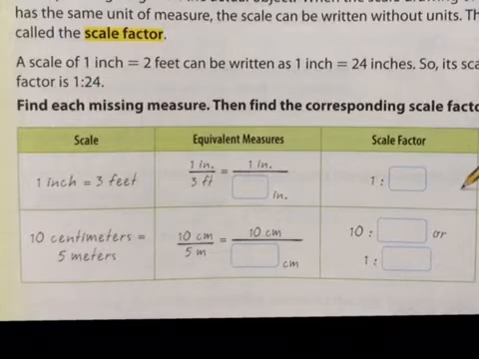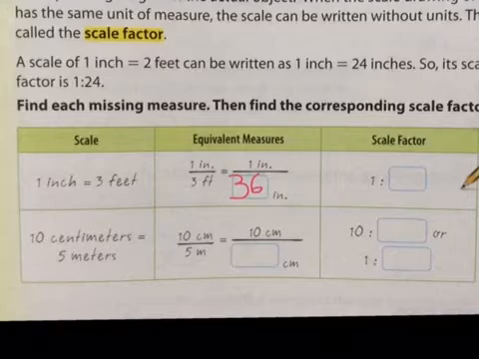Okay. Now we're going to use cross product, or what we've done in the past for equivalent fractions or so on, to identify these missing variables. Okay, so we have 1 inch is 3 feet. So 1 inch for every 3 feet. So 1 inch, we have to change it now to the scale factor, to inches. Every foot has 12 inches, so 3 of them will have 36.